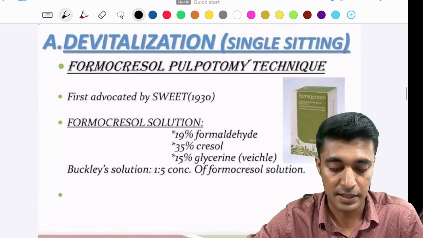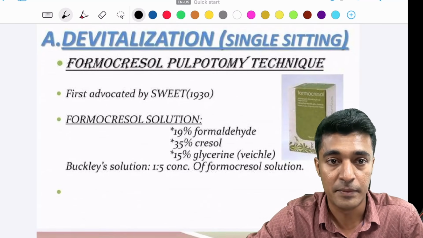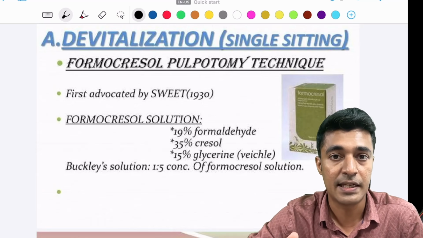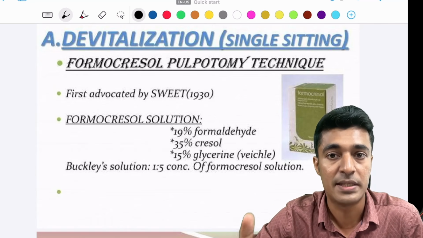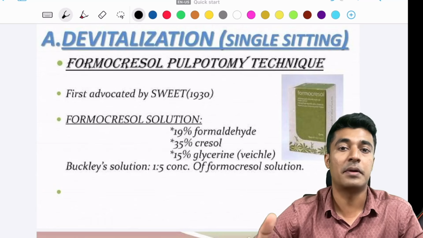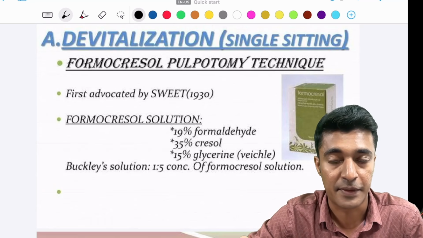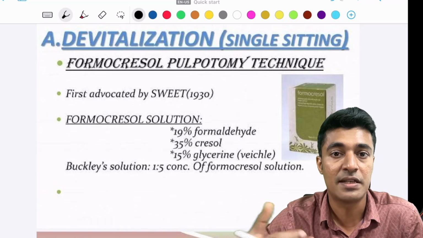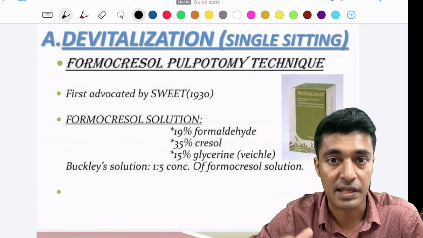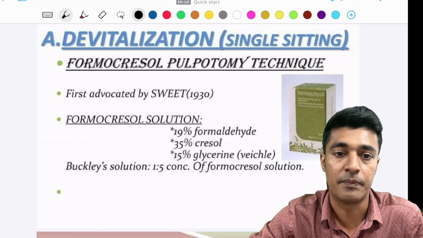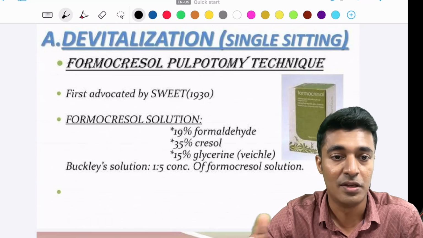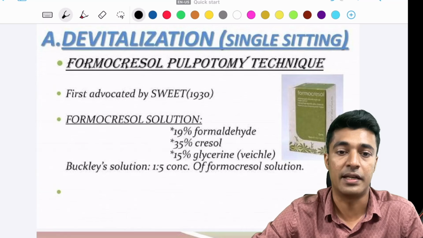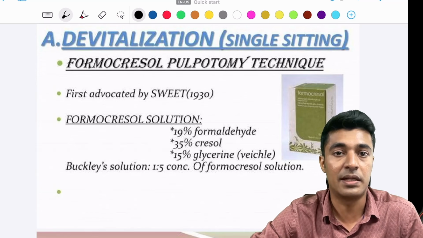So coming to the first classification, devitalization, single sitting. Formocresol pulpotomy: this single sitting technique is also known as the formocresol pulpotomy technique. It was first advocated by Sweet in 1930. The formocresol solution is composed of 19% formaldehyde, 35% cresol, and 15% glycerin. As the name suggests, formo and cresol: 19% formaldehyde and 35% cresol, with glycerin as the vehicle, 15%.